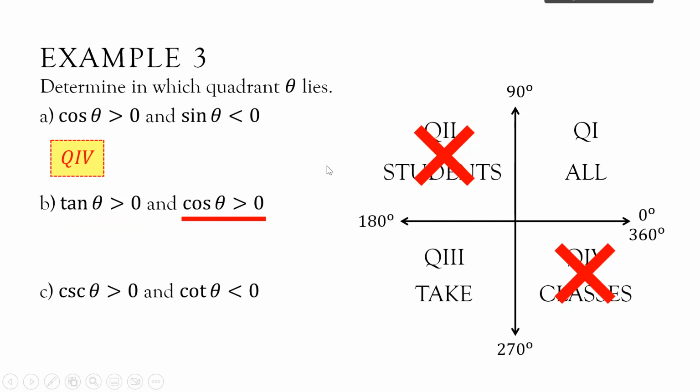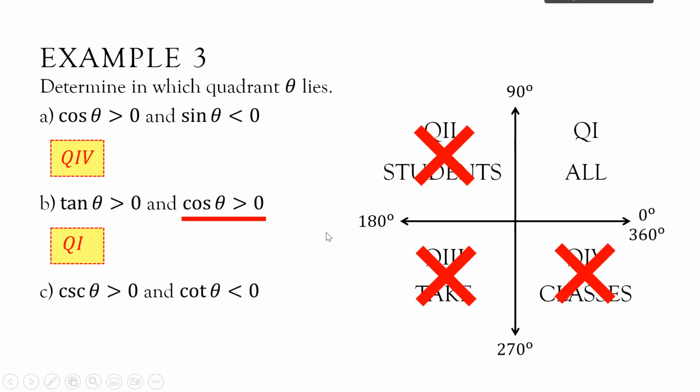Now what about my second portion? Where is cosine positive? Well, let's see. In quadrant 1, everything is positive, so cosine is positive. What about quadrant 3? Well, in quadrant 3, only tangent and its reciprocal cotangent are positive. So that tells me cosine is negative in this third quadrant, which is what I don't want. So I know I'm working in quadrant 1 for sure.